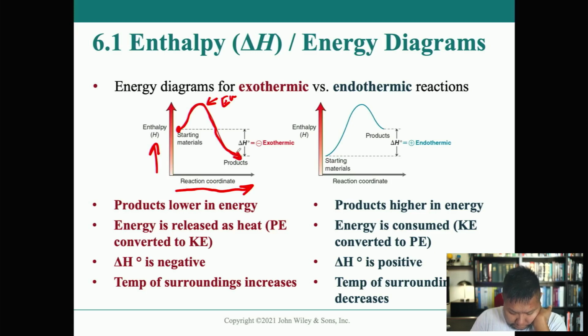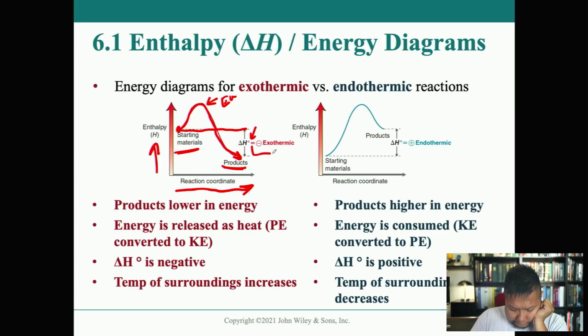The thing to notice here is that the delta H of the products is much lower than the delta H of the reactants, or the starting material. And that's why it's negative. That's why it's negative.